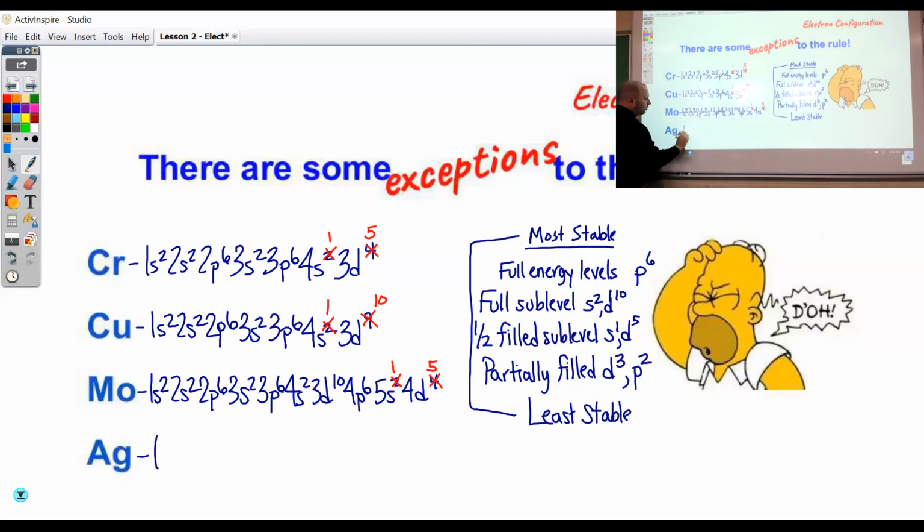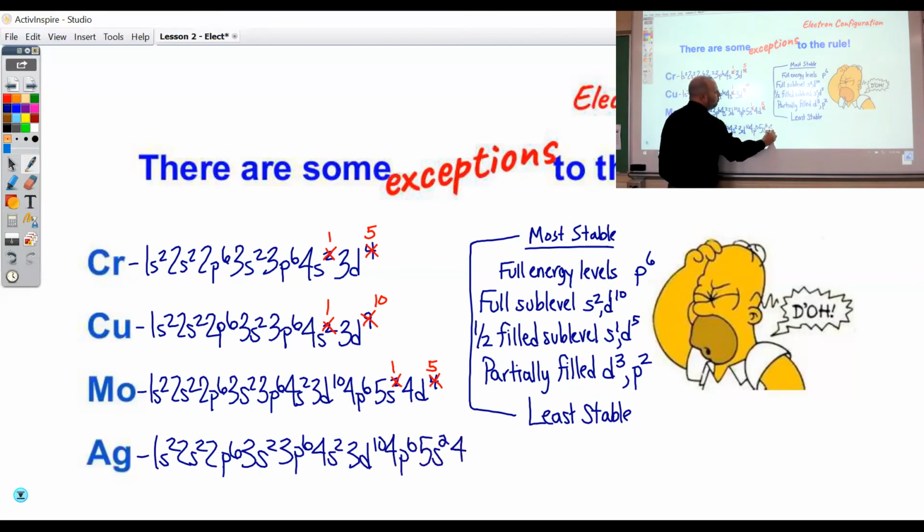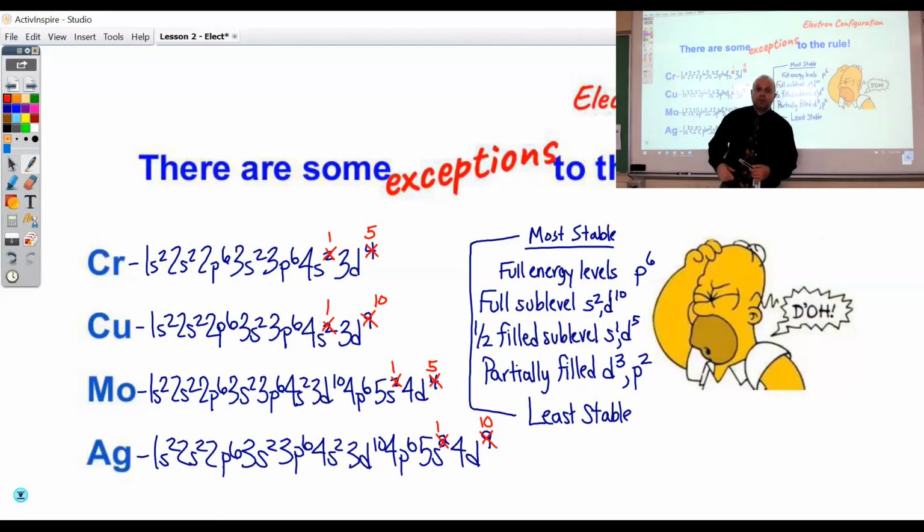And with silver, 1s2, 2s2, 2p6, 3s2, 3p6, 4s2, 3d10, 4p6, 5s2, 4d9. That's what we would expect it to be, but instead it becomes 5s1 and 4d10. There are more exceptions than this. We are only going to be responsible for learning these 4.